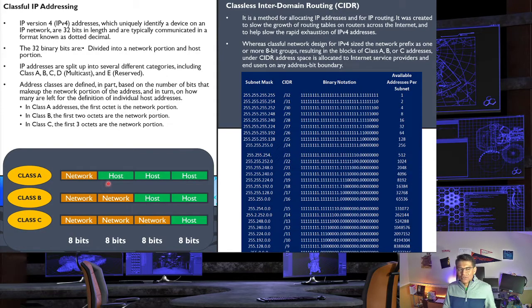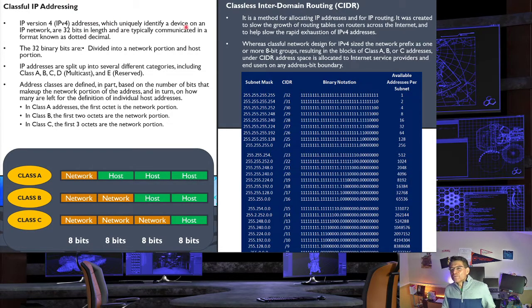of the IP address. For class B, which is depicted here, we have the first 2 octets are the network portion, right here in orange, and the last 2 octets are the host portion in class B IP addresses. And in class C, the first 3 octets are the network portion, and the last octet is the host portion. So that is the classful IP addressing scheme.